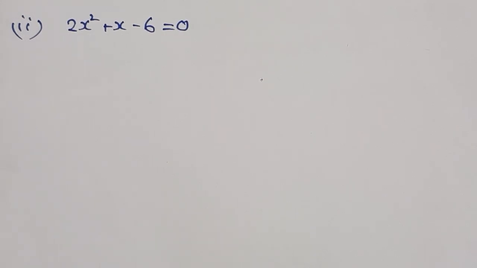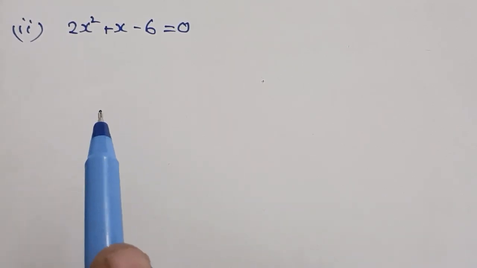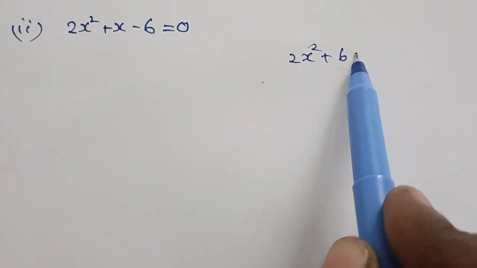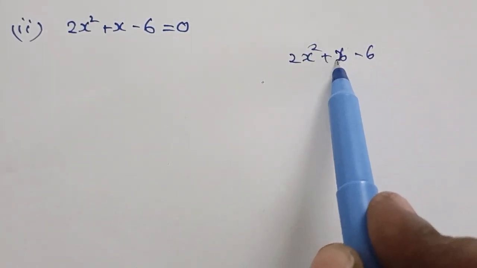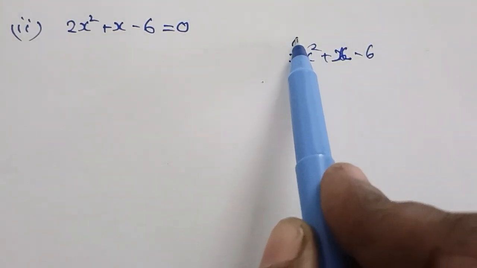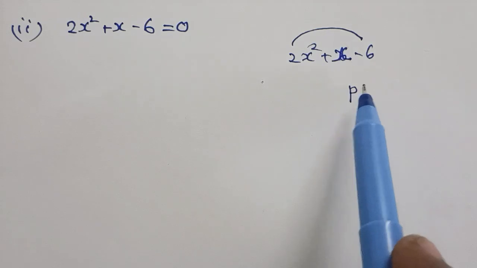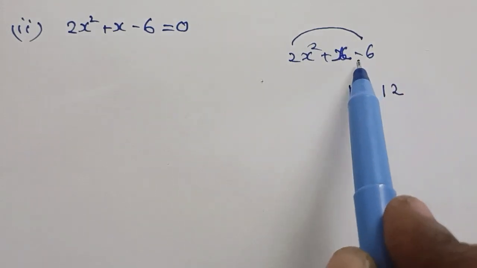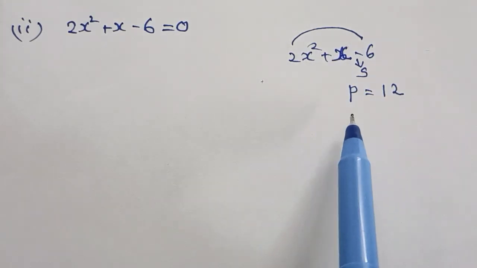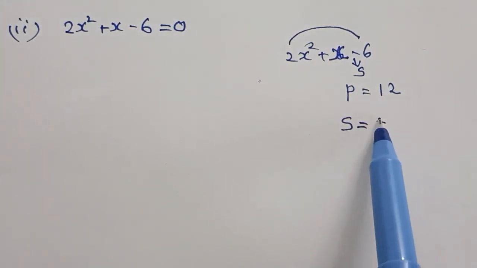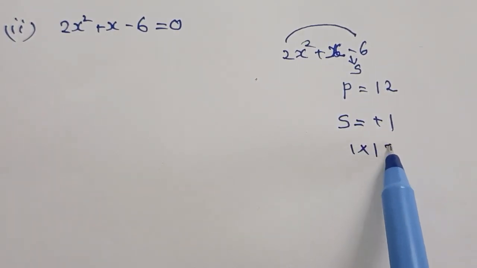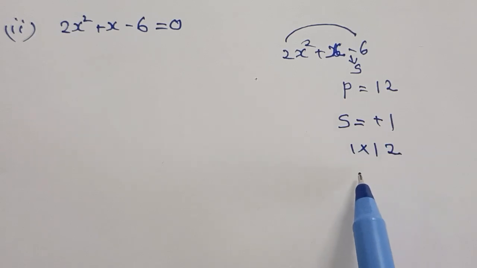Second question. 2x square plus x minus 6 equal to 0. Polynomial is 2x square plus x minus 6 equal to 0. Now product of two numbers should be equal to 2 into 6, that is product equal to 12. Since the last sign is minus, when you subtract the numbers, here the coefficient is 1. Therefore, after subtracting, we have to get plus 1, isn't it? Now, numbers 1 into 12 gives 12, but after subtracting, we get 11.